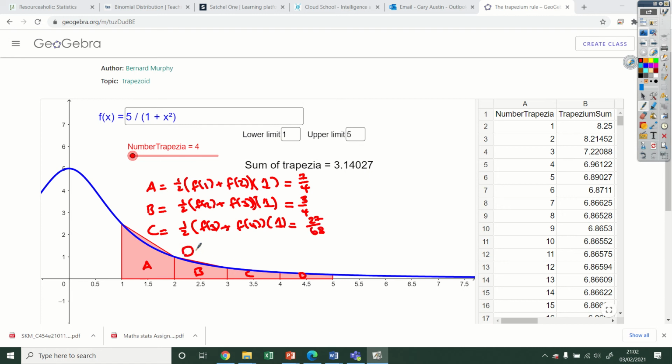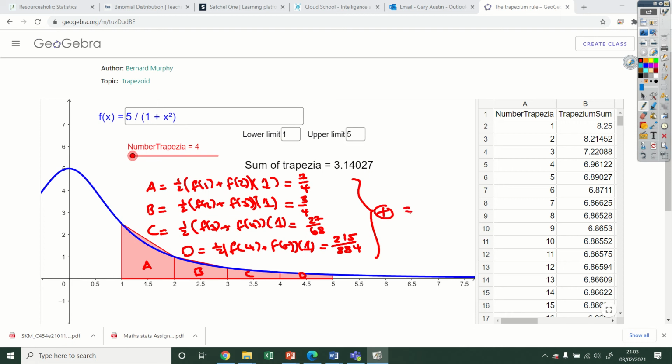And then finally D, that's a half times f of 4 plus f of 5, and then again, finally times it by 1. And let's type this in. So 5 divided by 17 plus 5 divided by 26, divided by 2. Okay, 215 over 884. You can check these for mistakes, but I'm fairly confident with these. Summing these up should make our approximation, which is going to be about 3.14. Let's have a check.